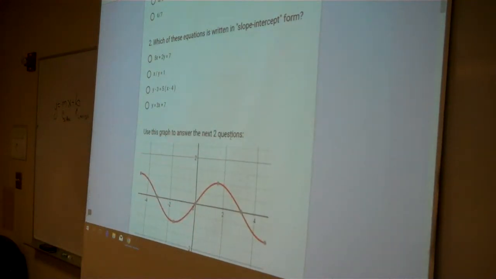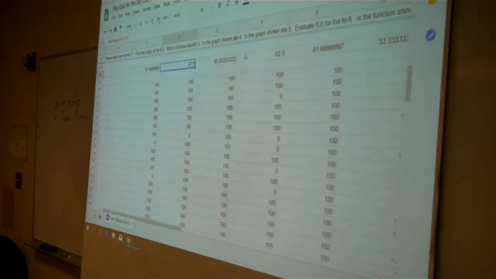All right, use this graph to answer the next 2 questions. How did the next 2 questions go? Man, 95 and then 62. Okay. All right, well, let's take a look at that.